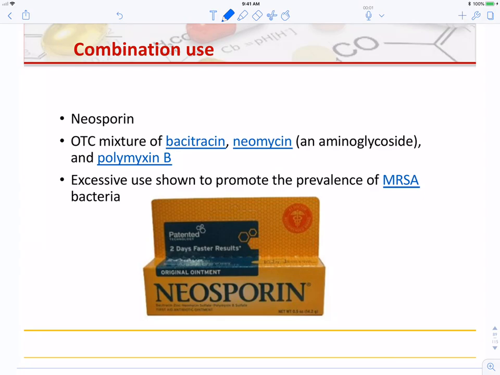The idea is to use it for topical infections, or rather to prevent topical infections. So we have a combination of bacitracin, neomycin, which is another aminoglycoside, and polymyxin. And the idea is by administering three at the same time, we can prevent the emergence of resistance. However, what has been shown is that even with using three different antibiotics at the same time, we have the possibility of emerging resistance, and basically excessive use can actually facilitate that process.